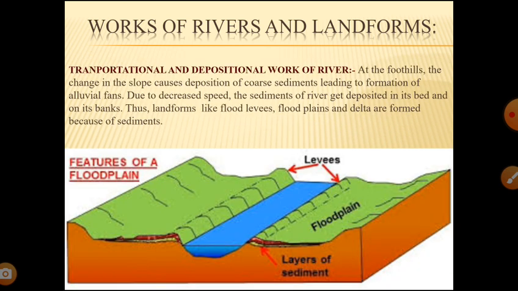Now we will be seeing transportational and depositional work of river. At the foothill, the change in the slope causes deposition of coarse sediments leading to formation of alluvial fan. Due to decreased speed, the sediment of river gets deposited in its bed and on its banks. Thus landforms like flood levees, floodplains and delta are formed because of sediments.